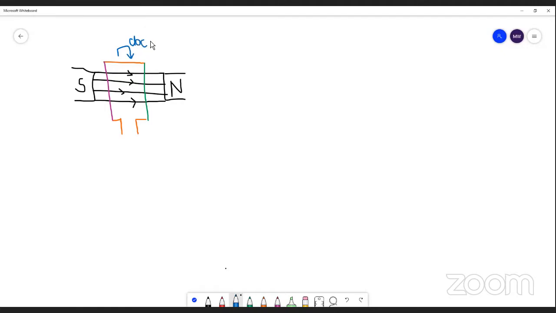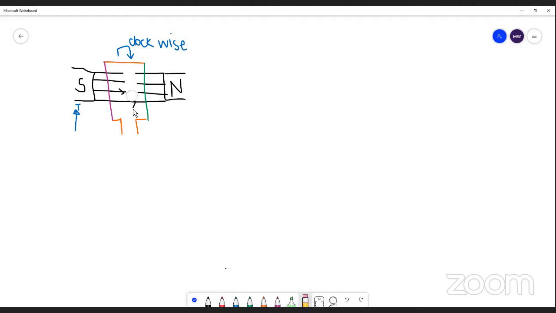First, we're going to figure out which way the current is going in the pink wire. So your thumb is going to point in the direction of movement of the coil. In this case, it's going to point upwards. So you take your right hand and you point it upwards, because that is how my coil is moving. Then my index finger is going to point in the direction of my magnetic field.